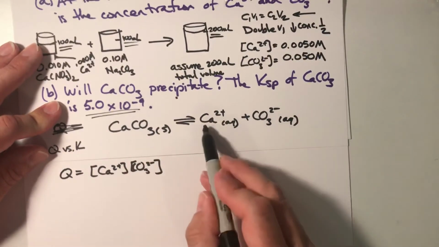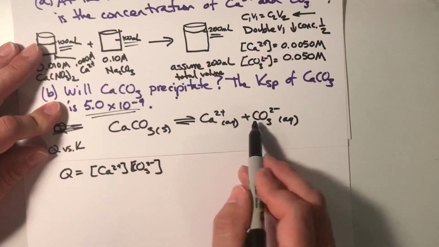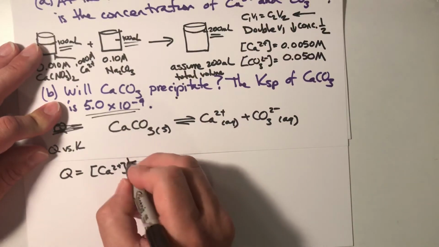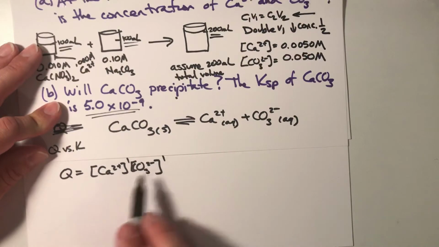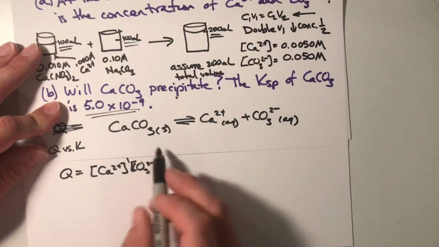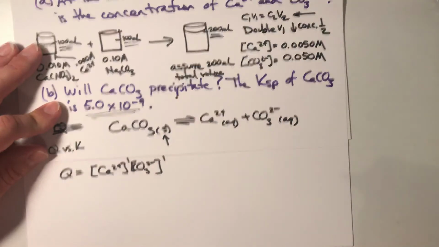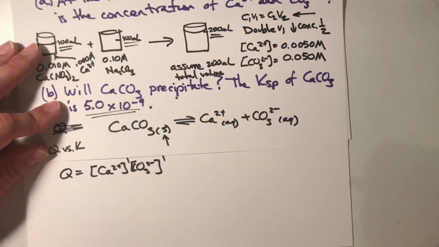Why is that? Well, we have a 1-to-1 mole-to-mole ratio here, so the coefficients up here are just 1. So it's just the calcium concentration times the carbonate concentration. Normally that would be over reactants, but remember, the only reactant is a solid. So we're going to pretend its concentration is 1.